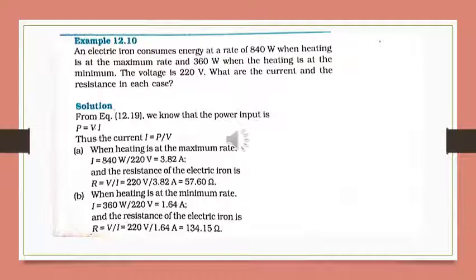Now when the heating is at minimum rate, I equals 360 upon 220 volt, that is, the current flowing through the circuit is 1.64 ampere. Now the resistance is what? R is equal to V upon I, that is 220 volt upon 1.64, which is equal to 134.15 ohms.